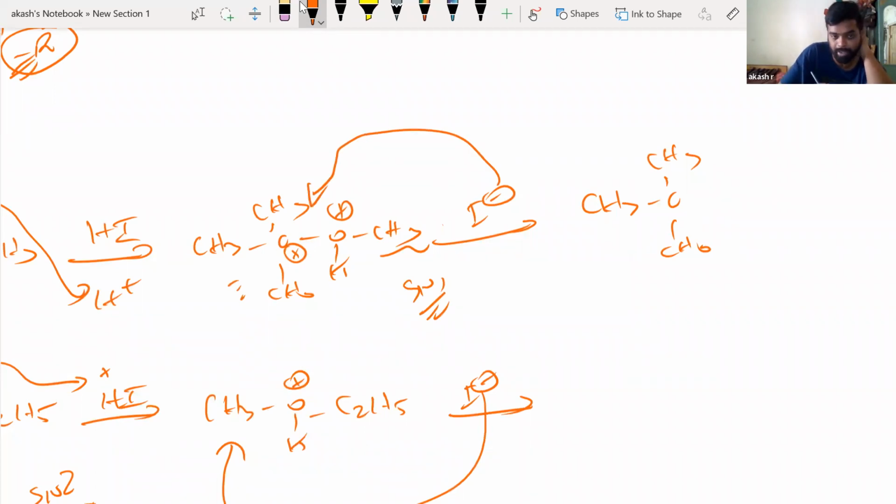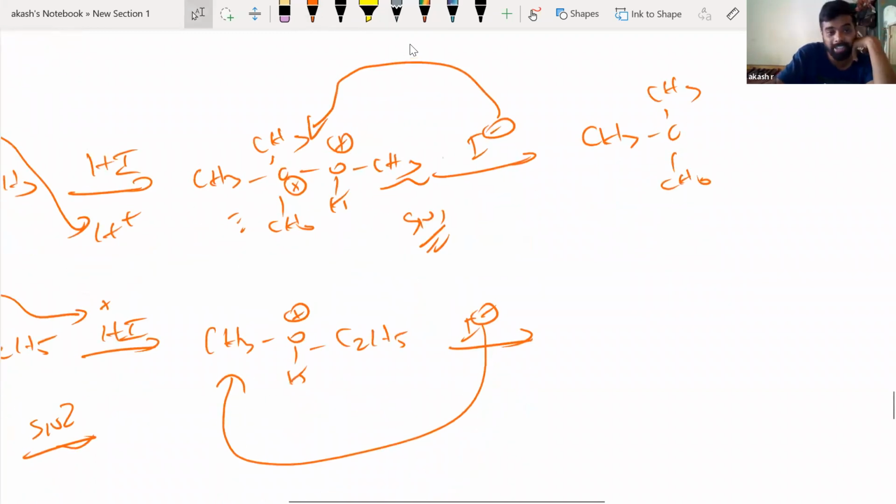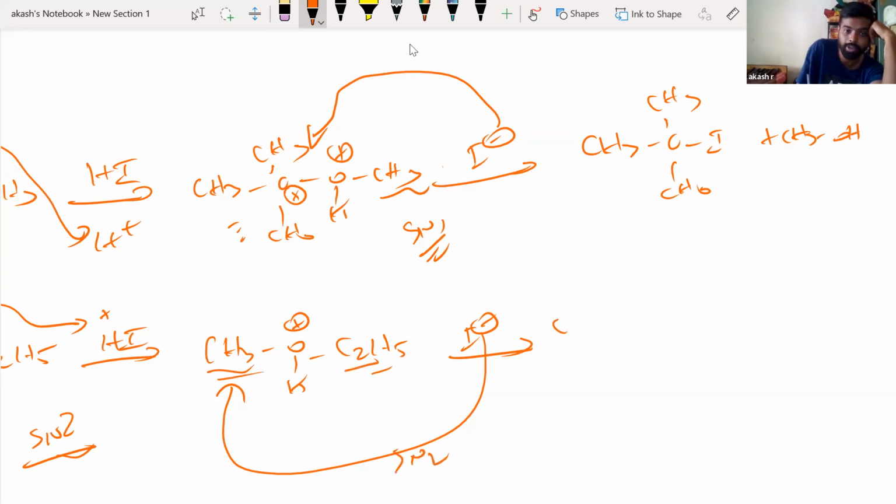But if both of them are primary, then the smaller one will take place because SN2 is going to dominate. But if one of them is tertiary, SN1 will dominate, formation of carbocation will happen. So you will form CH3I plus CH3OH. Very simple. And in this case, both are primary, so for the smaller group SN2 will dominate. So you will form CH3I plus C2H5OH.